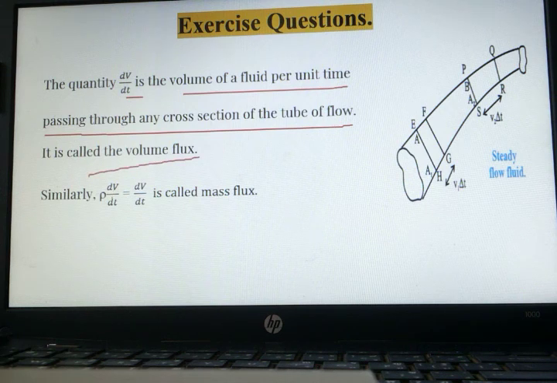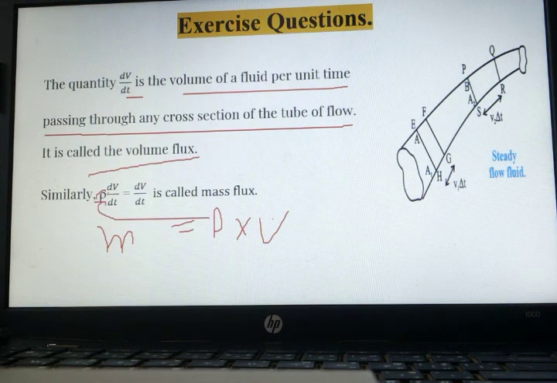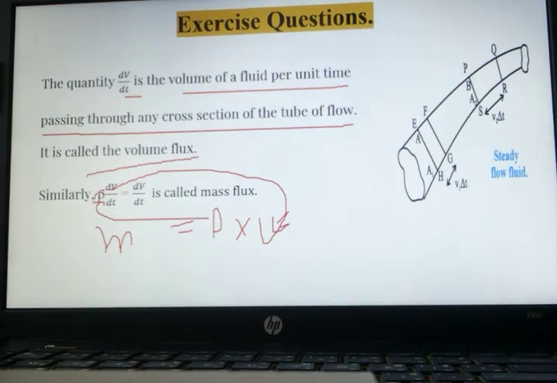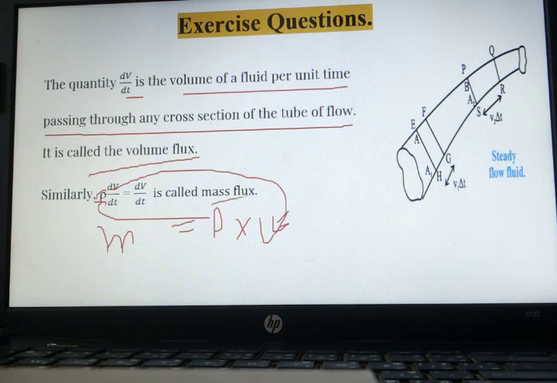And rho dV by dt: rho, mass is equal to what we have studied, density into volume. So density has come here, this is density, and what is dV by dt? Volume. So this whole can be represented as mass flux. What can we call this? Mass flux.